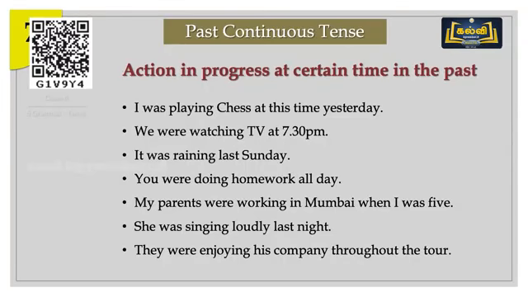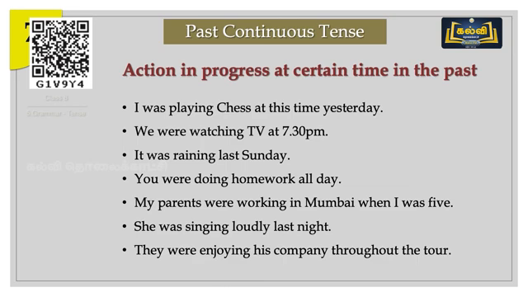It happened at a certain point of time. So when you specify a certain time in the past, you can express the action which was going on at that moment in past continuous. Let us look at the examples and you will understand it better. I was playing chess at this time yesterday. We were watching TV at 7:30 p.m. It was raining last Sunday. We were doing homework all day.